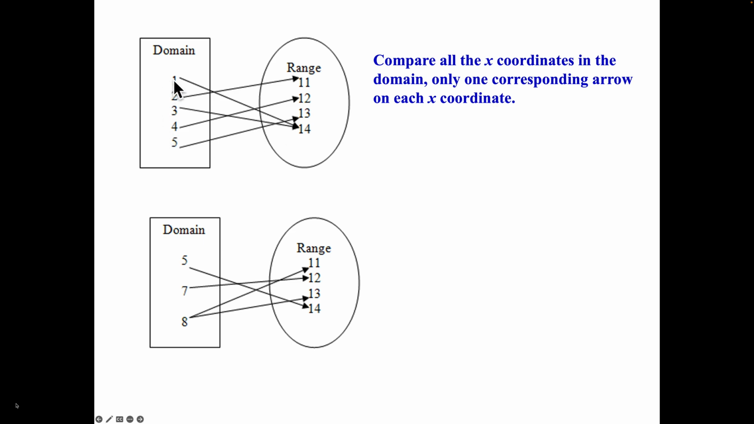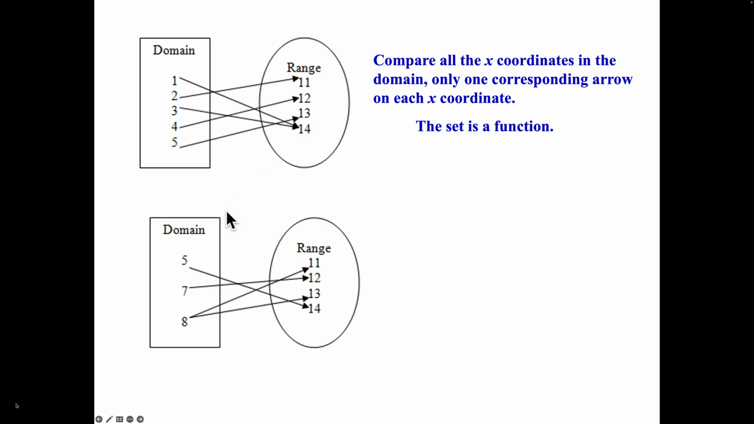All right, so here's 1, it corresponds to 14. 2 corresponds to 11, which means this would be the point 1 comma 14, 2 comma 11, 3 comma 14, 4 comma 12, 5 comma 13. This is a function. Every x coordinate corresponds to exactly one y coordinate. We said it's okay for the y coordinate to repeat, so this is a function.